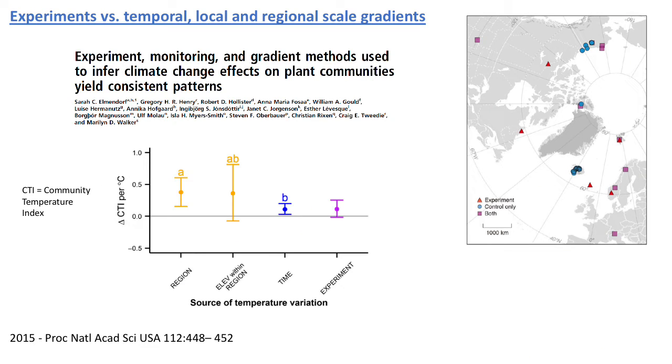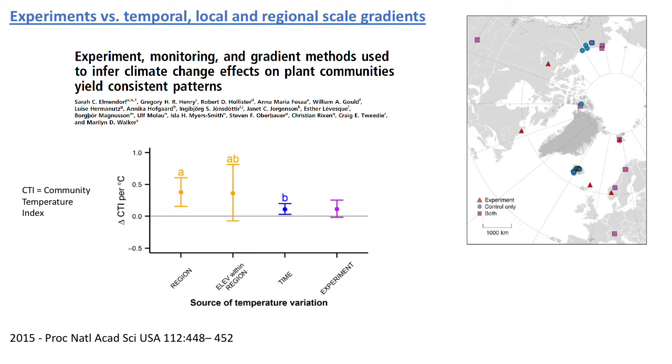And probably the best example of contrasting experimental results to all sorts of gradients comes from this paper here from the Arctic region of the world, published in 2015. Here, the authors contrasted a number of different ways in which temperature has been varied and looked at how these plant communities responded to changes in temperature. So they have what's called a community temperature index in terms of the response of the community to warming. So warming has been imposed experimentally.